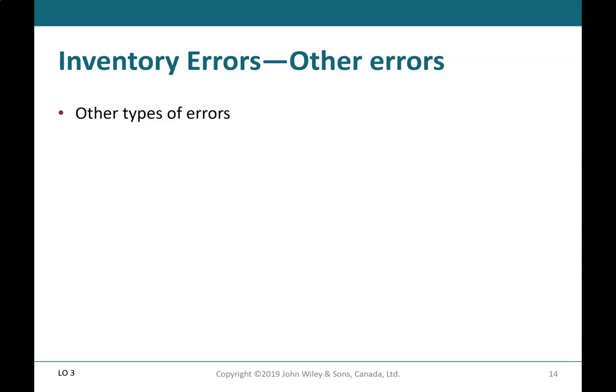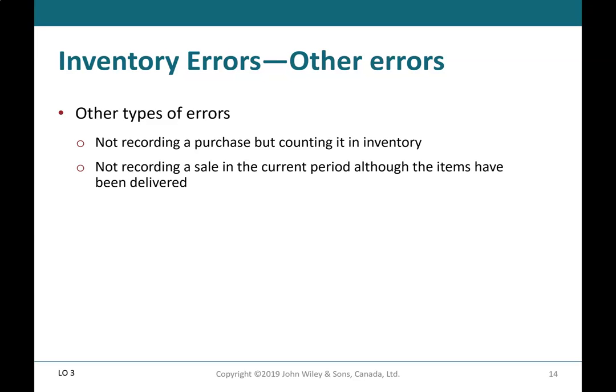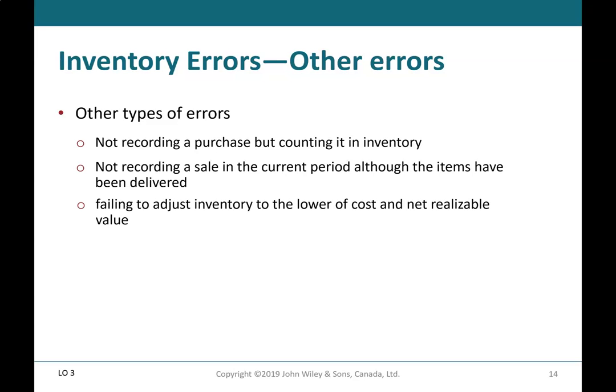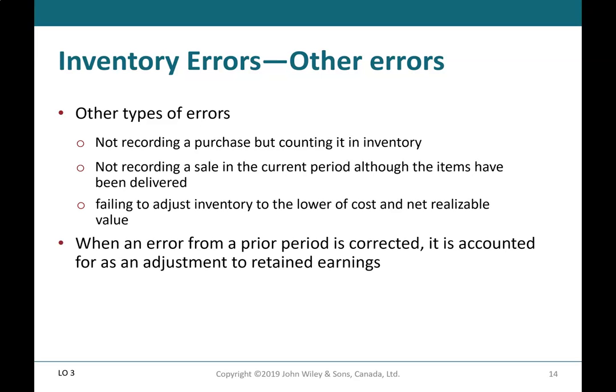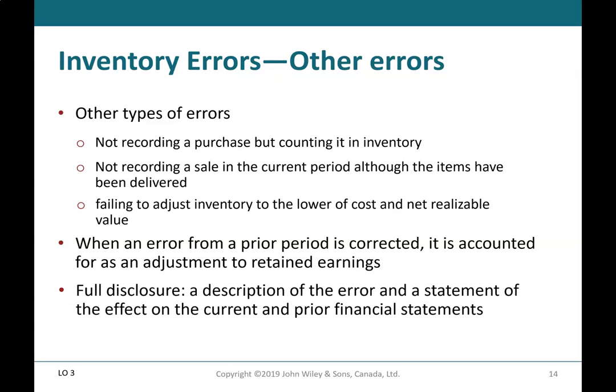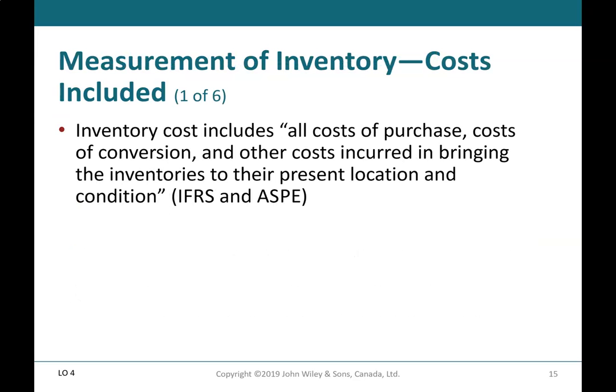Inventory errors, other types of errors. Not recording a purchase but counting it in inventory. Not recording a sale in the current period, although the items have been delivered. Failing to adjust inventory to the lower of cost and net realizable value. When an error from a prior period is corrected, it is accounted for as an adjustment to retained earnings. Full disclosure, a description of the error and a statement of the effect on the current and prior financial statements.